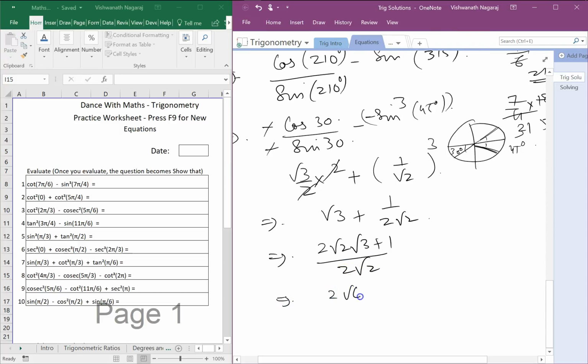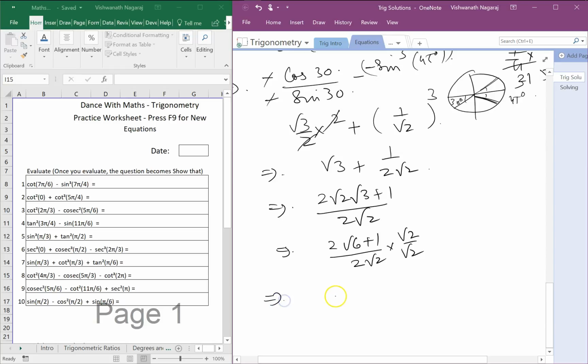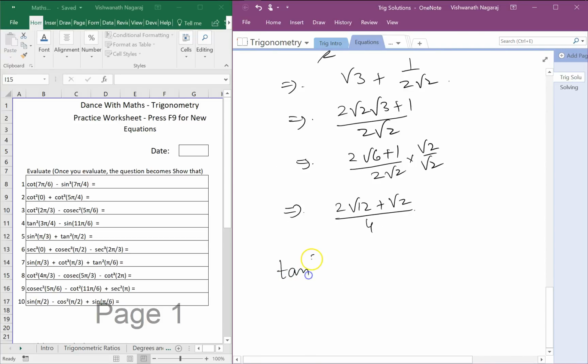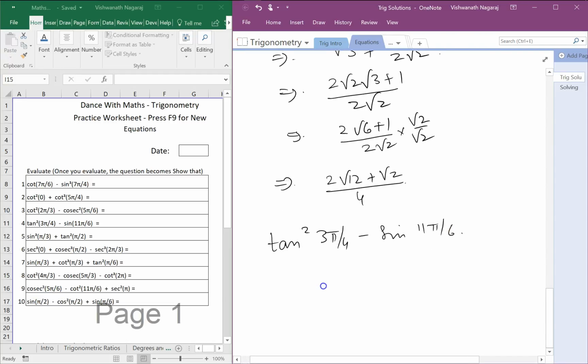So this becomes 2 root 6 plus 1 by 2 into 2 root 2 into root 2 by root 2. This becomes 2 root 12 plus root 2 by 4. Yes. Tan square 3 pi by 4 minus sine 11 pi by 6.